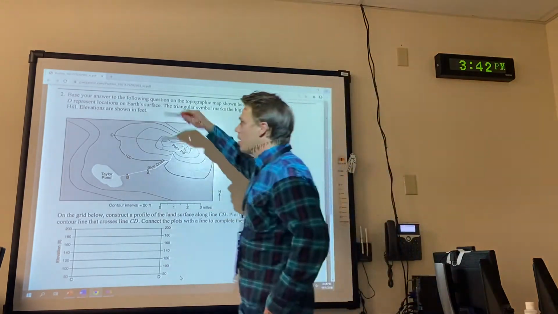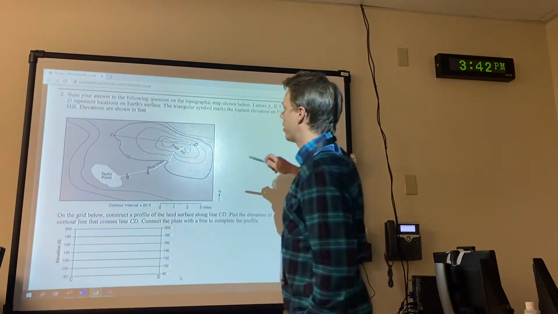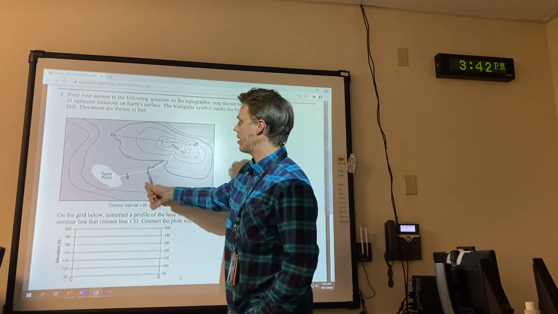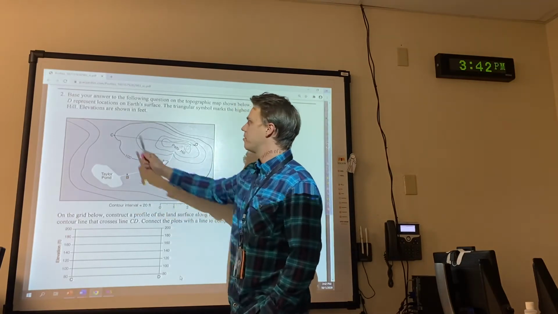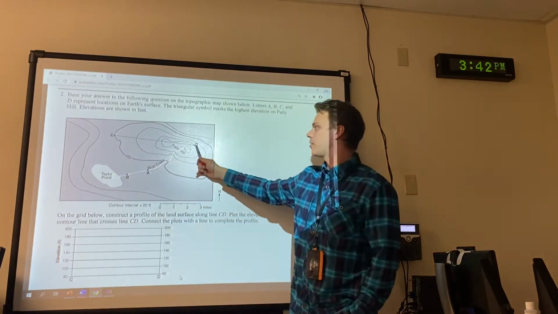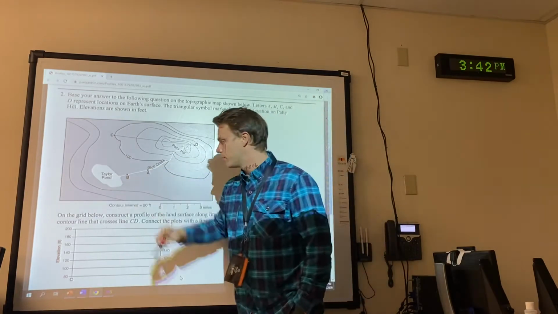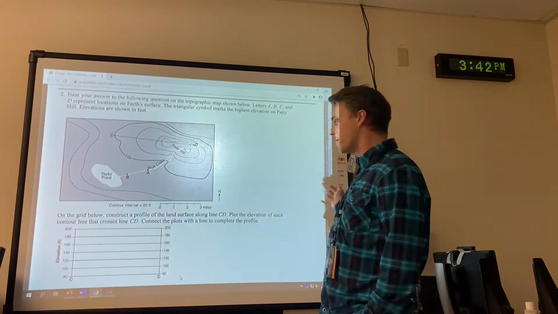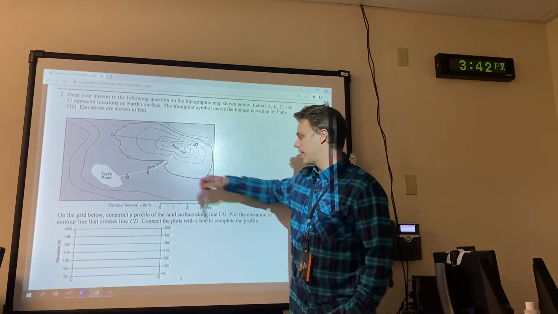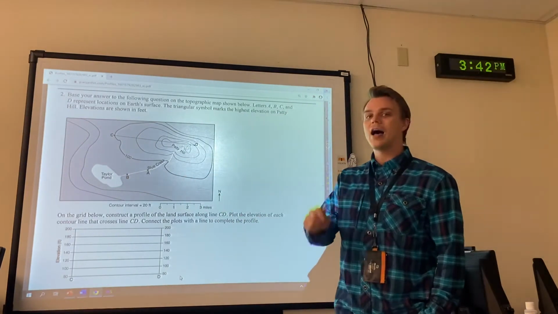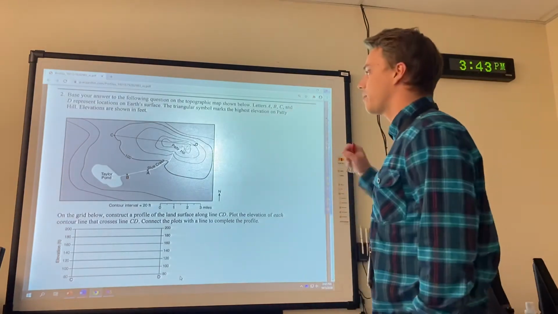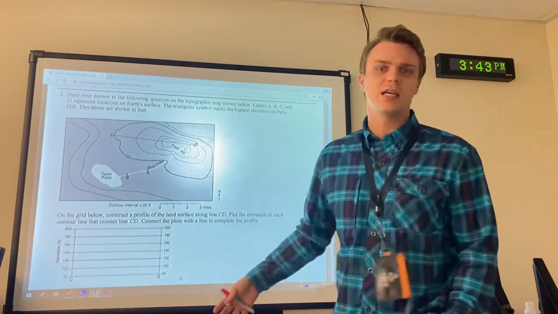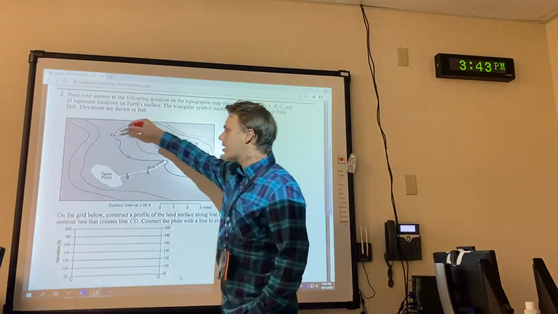So, base your answer on the following question, right? We have letters A, B, C, and D that represent the Earth's surface. And you'll see that C and D have a line that connects them, right? On the grid below, construct a profile, or a cross-section view, a side view, of the land surface along line CD. So we are being asked about line CD, not AB, not AC, not BD, CD. And it actually has the line on there.